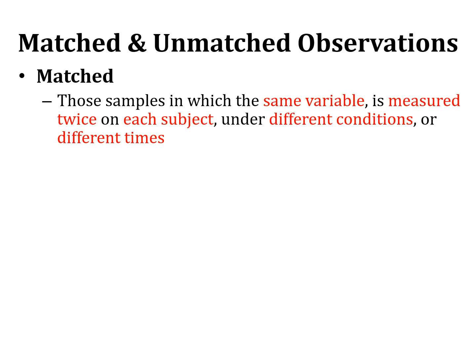Now, before we start the statistical procedure, there are some concepts and definitions that need to be discussed. The first of these concepts is matched and unmatched observations. Matched observations are taken from samples in which the same variable is measured twice on each subject under different conditions or at different times. So the study variable is measured twice on each subject of the population under different conditions or different times.